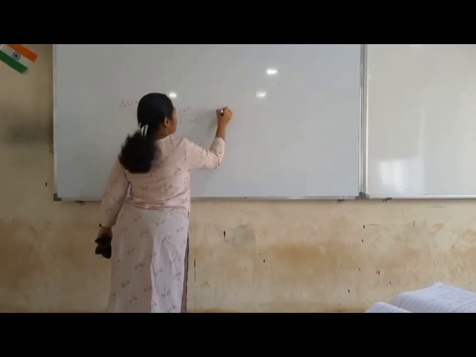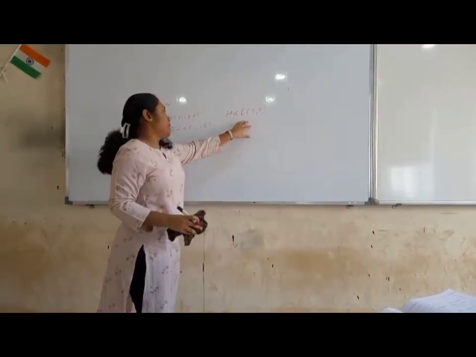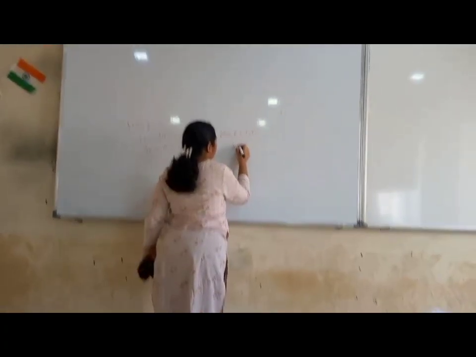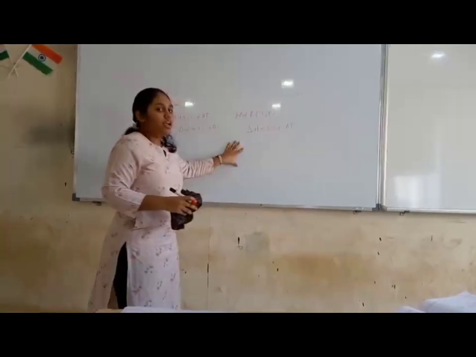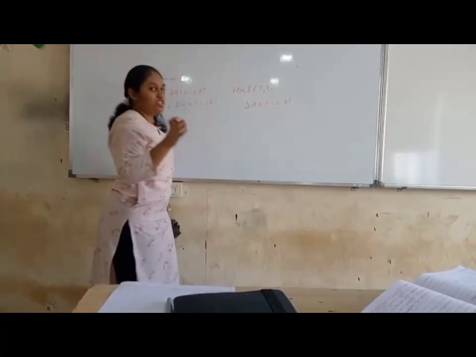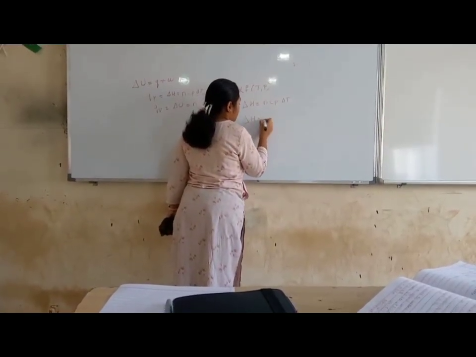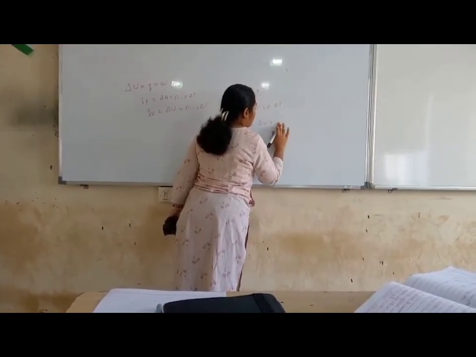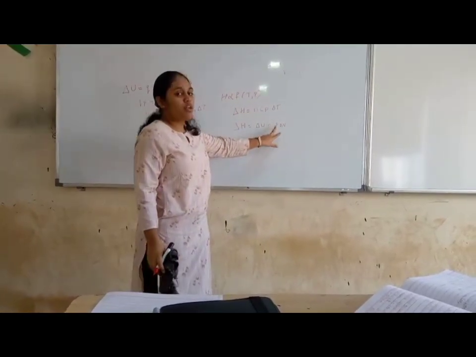H is a function of temperature and pressure. For ideal gas it is defined for temperature. And this has also a different formula. We have a relationship between delta H and delta U. Delta H is equal to delta U plus P delta V. It is at constant pressure.